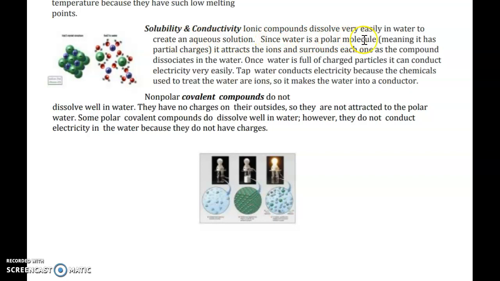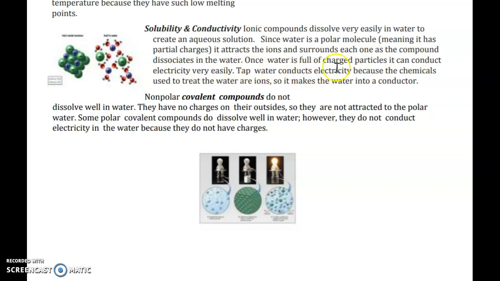Since water is a polar molecule, meaning it has a partial charge. So water is sharing electrons, but it is more charged towards the oxygen. It has two nonmetals, but oxygen is negatively charged and hydrogen is positively charged. Once water is full of charged particles, it can conduct electricity very easily.